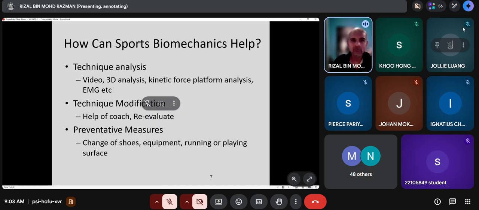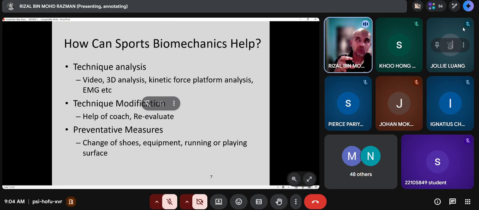So biomechanics, we help in terms of the technique analysis. We use video, we do 3D motion capture, like this one you have to do in the lab. Force platform analysis, we look at how we interact with the surface, how much force we apply onto the surface and so on, how much force we get back in return. EMG, this is electromyogram. This one I'll probably introduce you at the end of the semester. This one looks at the signal between your nerves to the muscle.